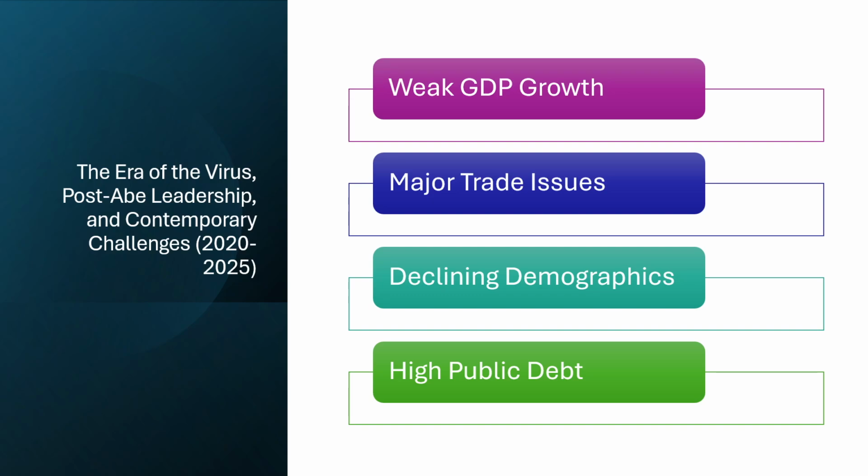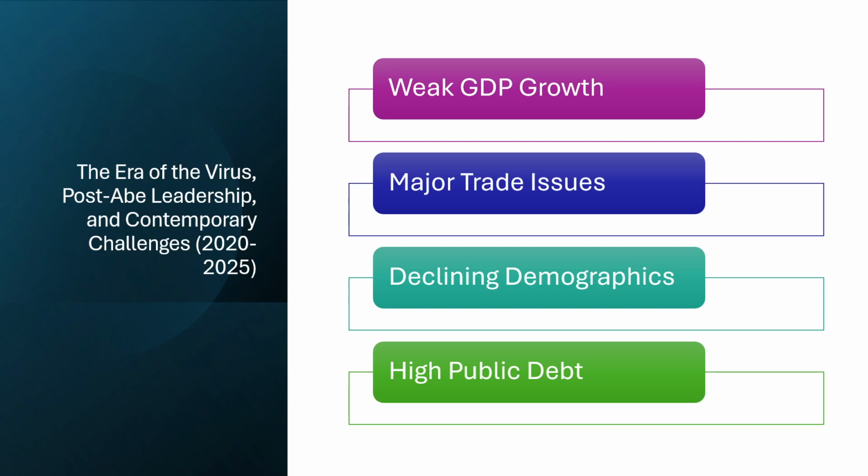In 2024, Shigeru Ishiba led the LDP into elections but lost the lower house majority, resulting in a minority government by 2025. The rise of opposition parties, like the Constitutional Democratic Party, marked a shift in domestic politics. Economically, Japan in 2025 faced weak GDP growth, high public debt, over 260% of GDP, and trade pressures, especially from US tariffs.